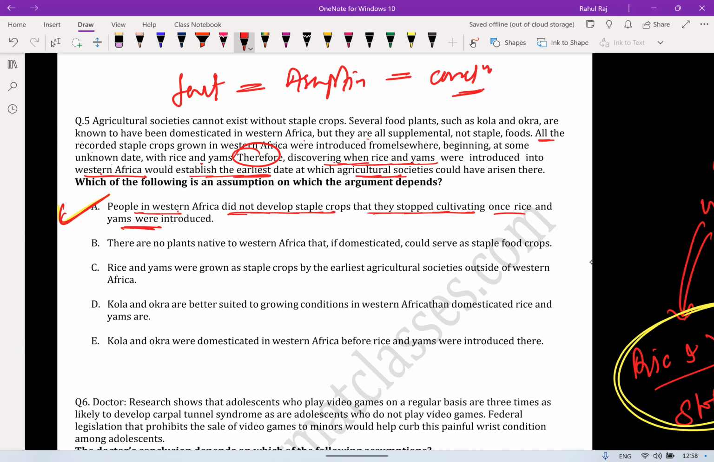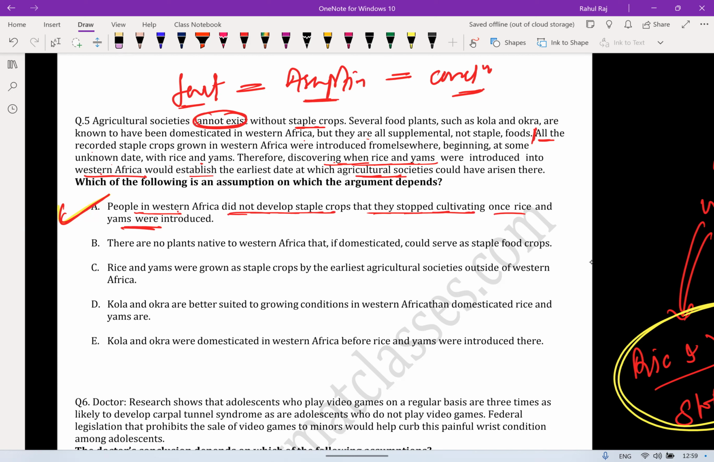Agreed? Yes. Rahul, even the first statement, agricultural societies cannot exist without staple crops, that's also a fact. That's a fact, right? Agricultural society cannot exist without them. So you check with both the facts. I'm trying to read from here. I don't want to start reading right from the beginning, but you have to read the entire fact first, then read the assumptions, then read the conclusion.